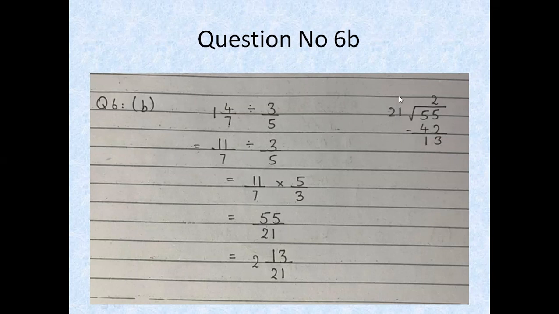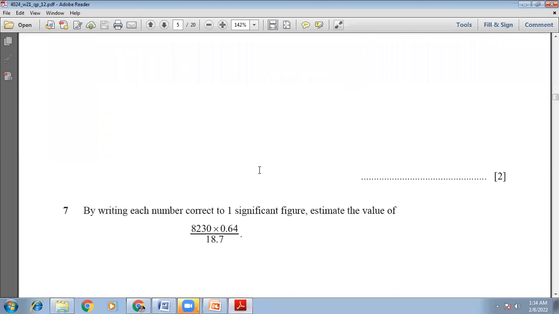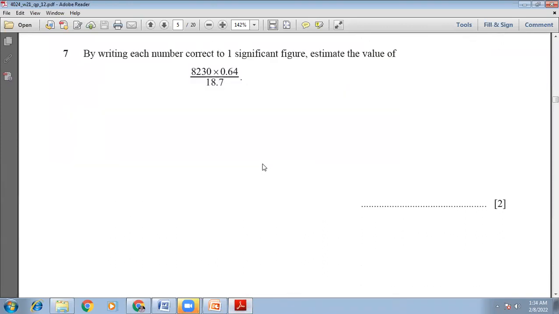So when you divide 55 by 21, you will have 2 whole 13 by 21. Question number 6, B part. Question number 7. By writing each number correct to one significant figure, estimate the values. 8,230 to one significant figure will be 8,000. 0.64 will be 0.6. 18.7 will be 20.